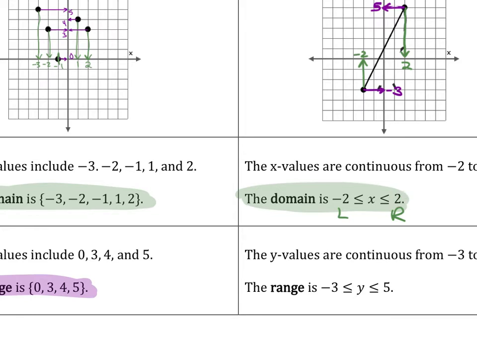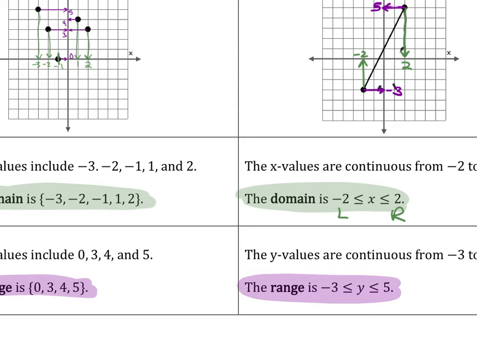So it has to be the same number, I guess? Not necessarily, because look at the next one. The y values are continuous from -3 to 5. What's the lowest that this went? -3. What's the highest that this went? +5. That's the range. It's between -3 and 5: -3 less than or equal to y, less than or equal to 5.